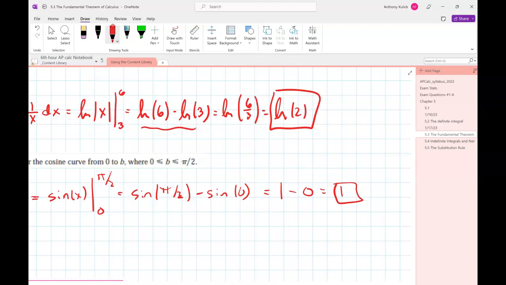Now, not all integrations, or not all antiderivatives, are going to be as easy to compute as these ones are. Notice that on each of these, all we're doing is running in reverse a single derivative rule. What happens if the antiderivative we're needing to do is the result of a product rule, or a chain rule, or a quotient rule?